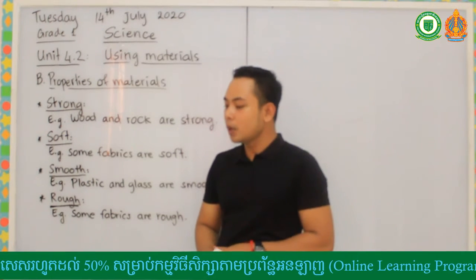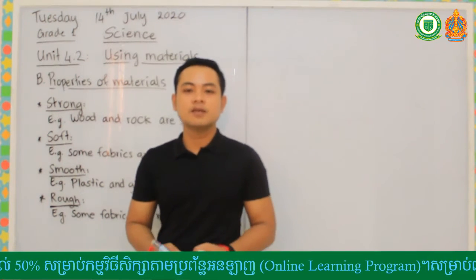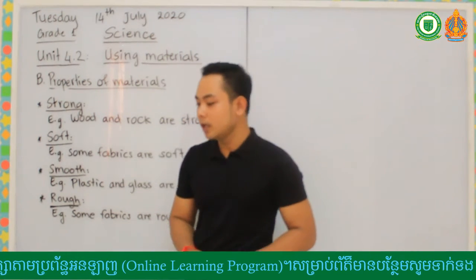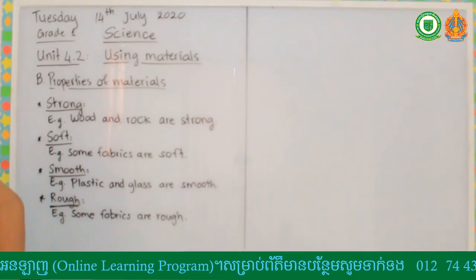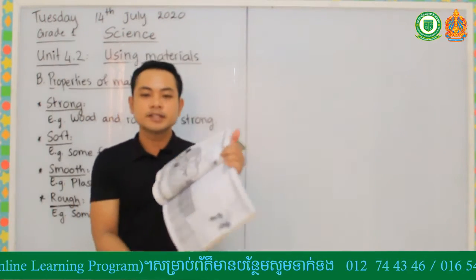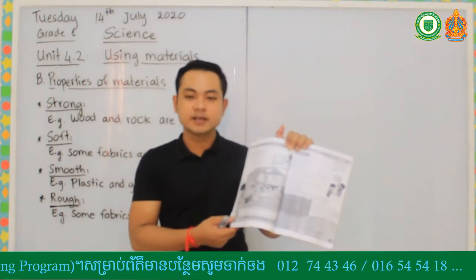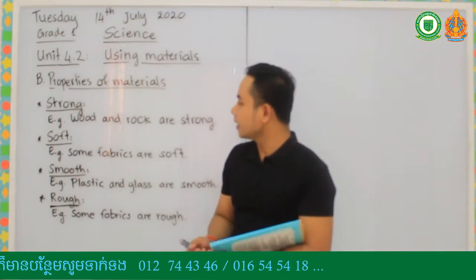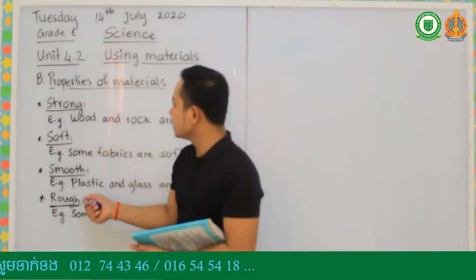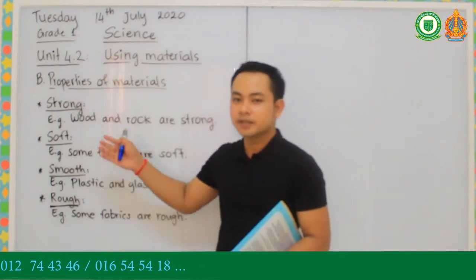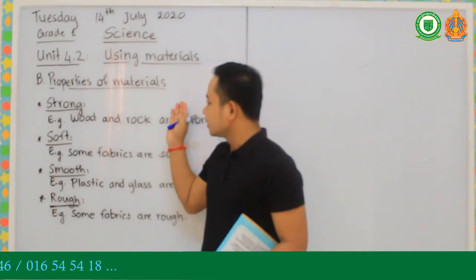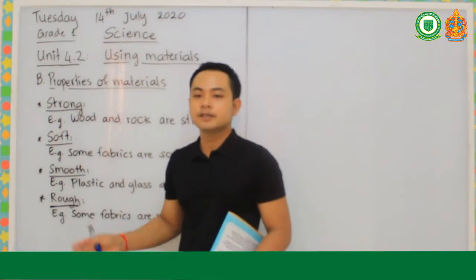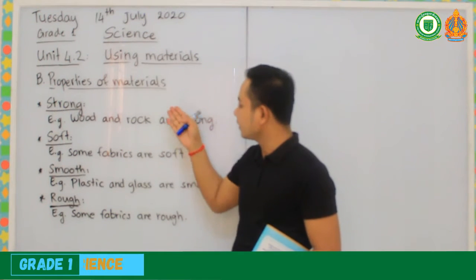There are more objects or materials that are shown in our textbook. Please open your textbook to page 36. You will see a lot of materials right there. So try to remember that there are four properties that we are studying today, the properties of the materials: strong, soft, smooth, and rough.